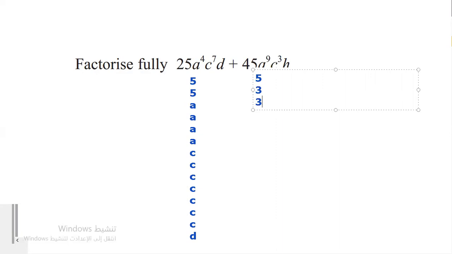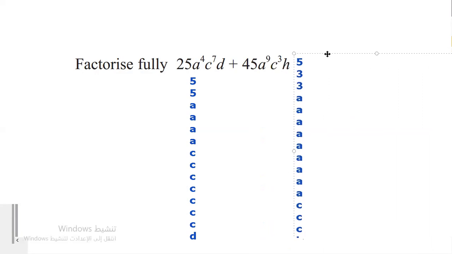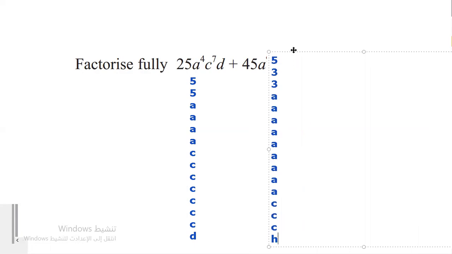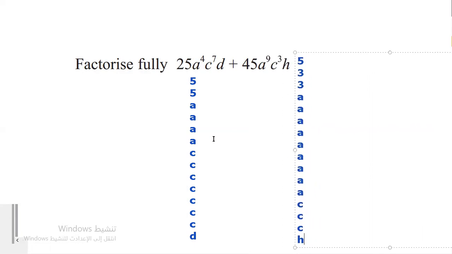Okay. So then we have 9 A's, 1, 2, 3, 4, 5, 6, 7, 8, 9. Now the C's are 3. So 1, 2, 3. And then we have an H. So we write H. Now let's take it a little bit to the top so we can use all of it. Okay, that's the H. Now I broke this down to its prime factors and this one to its prime factors.